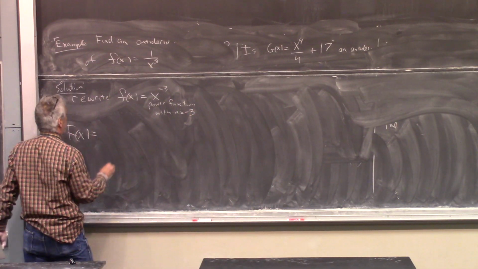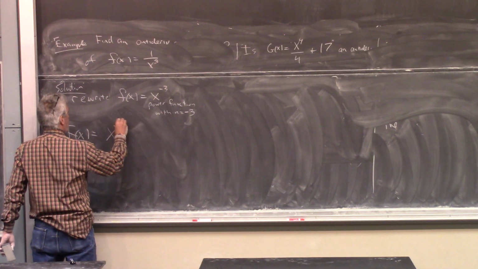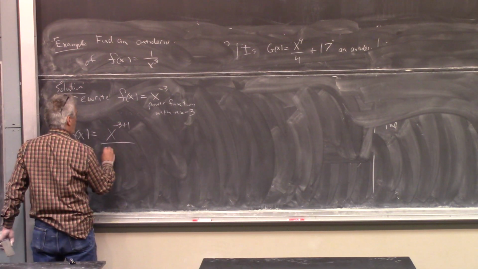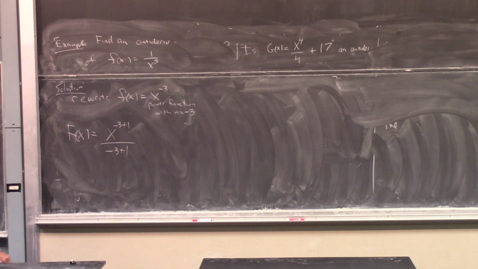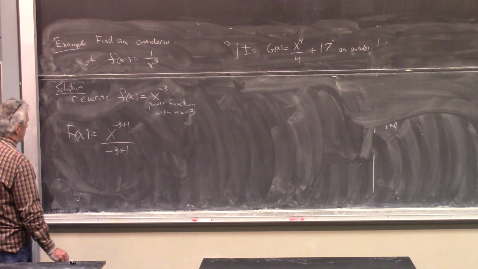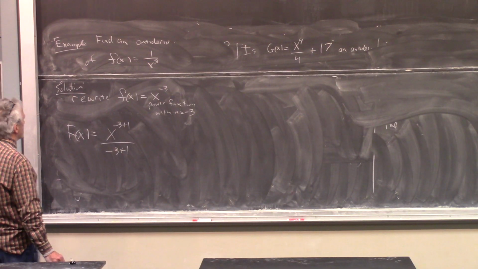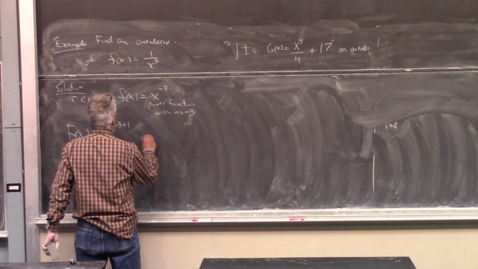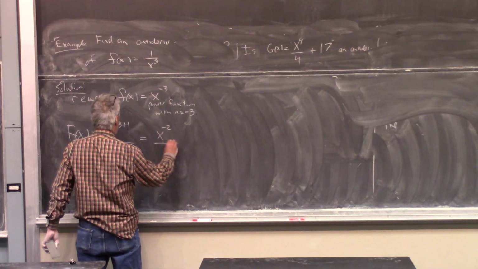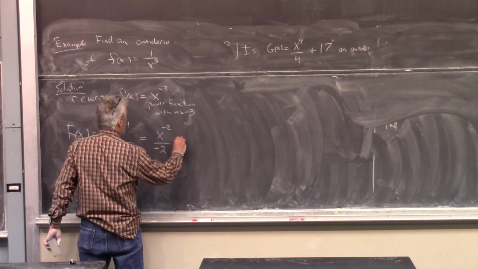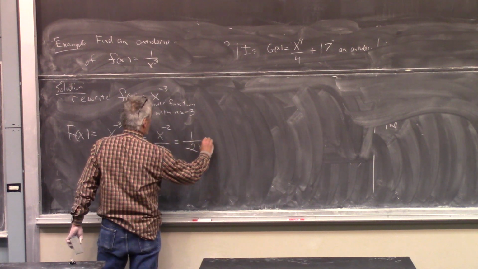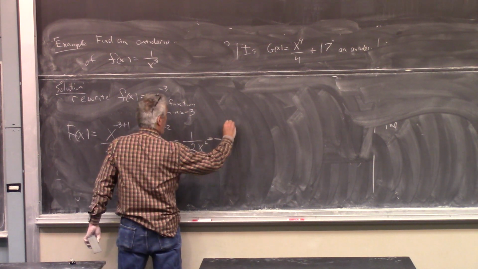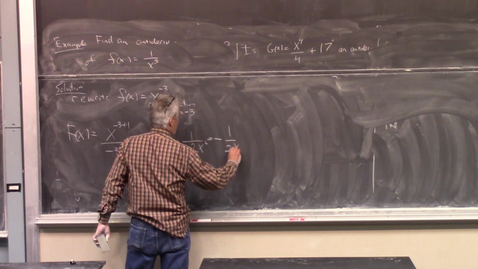So capital F of x is going to be x to the minus 3 plus 1 divided by minus 3 plus 1. So that's going to be x to the minus 2 divided by minus 2. So that's going to be 1 over minus 2x squared. So that's going to be minus 1 over 2x squared.